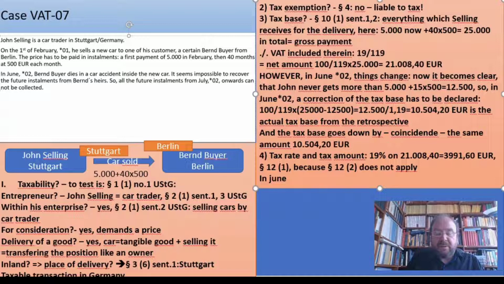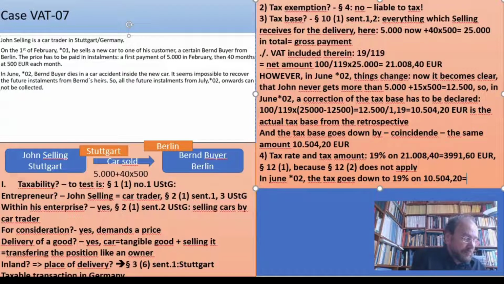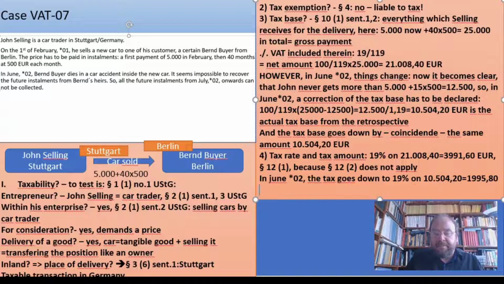In June 2002, the tax goes down to 19% on 10,504.20. So 1959.80. Formal aspects. Payer is John Zelling, because he is the entrepreneur. 13A on number 1 USDG.